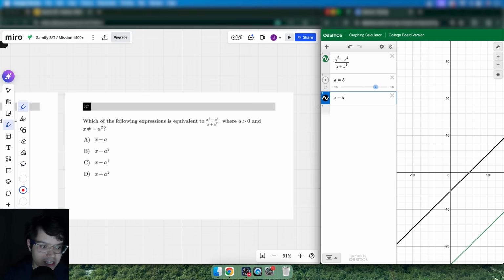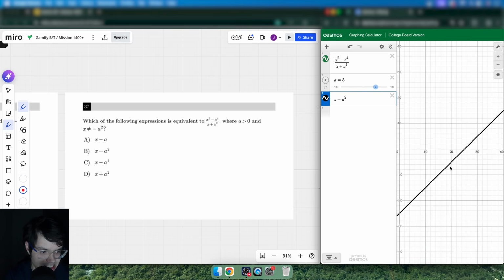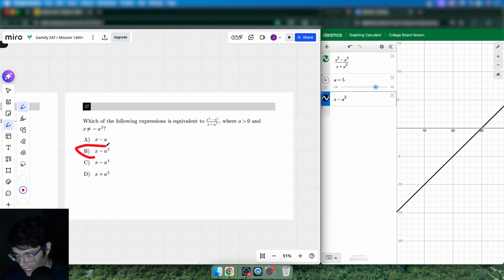So x minus a, no, that's not the exact same thing as the green. So that can't be it. A squared. Yep, okay, yeah, that should be it. The exact same line, yeah, every single place is the exact same. Okay, B must be the right answer, therefore, for that.